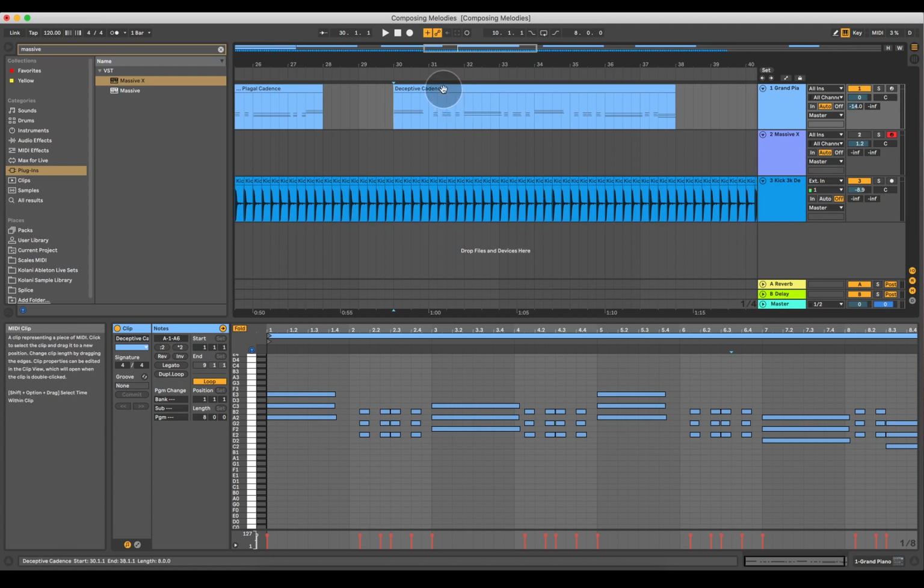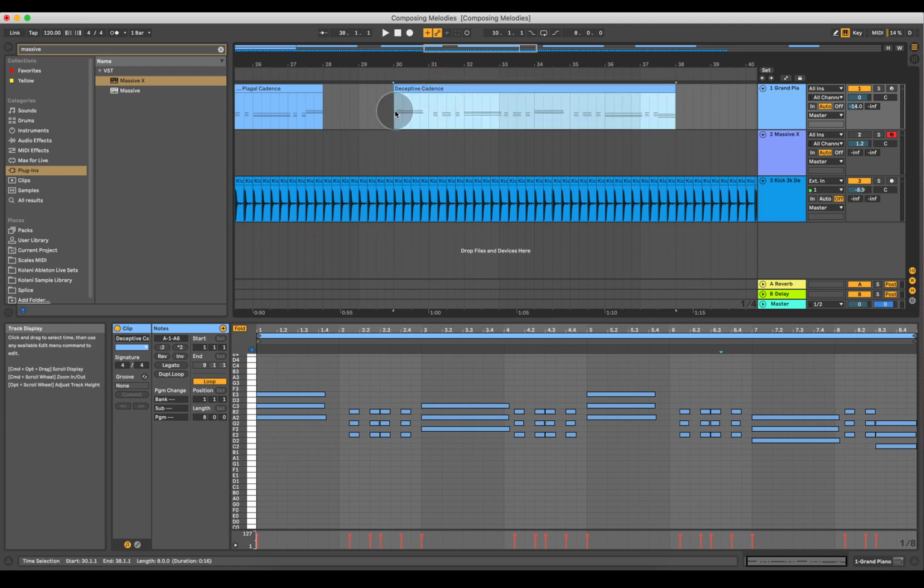So I've got a deceptive cadence over here. Again, it's the same chord progression as before, but instead of ending on the root or the 5th, we're going to a C major chord, which is a different chord in our scale.